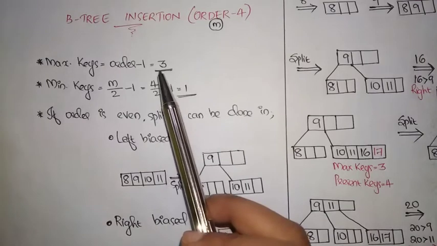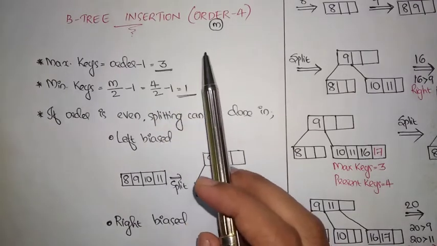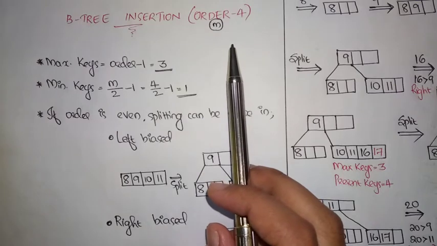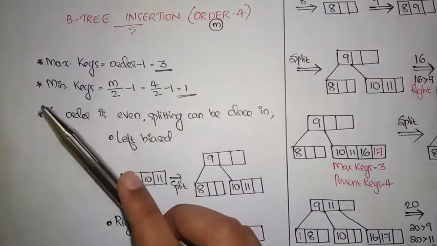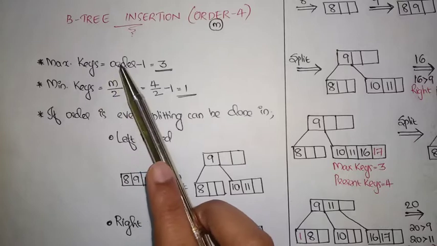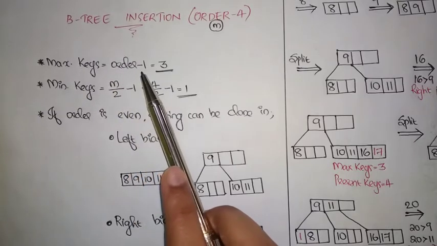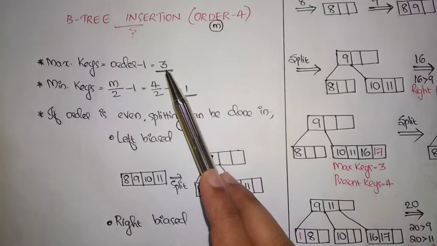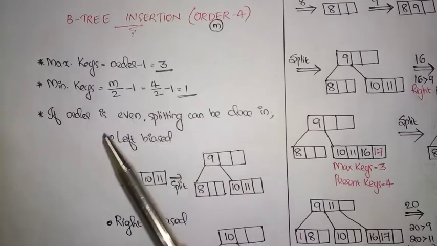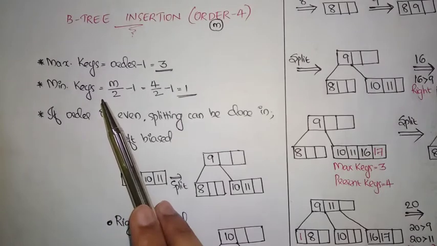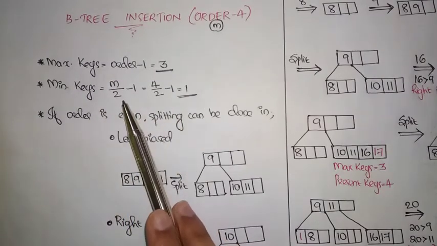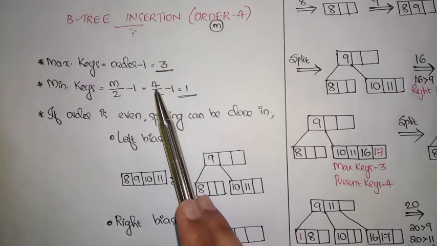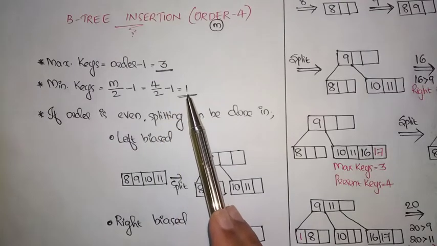In the case of this B-tree insertion, in which the order of the tree is 4, we know that the maximum number of keys possible for this particular tree is order minus 1. So here 4 minus 1, so 3. In a single node, maximum we can store 3 keys. So that is the meaning of maximum number of keys. And the minimum number of keys for a single node is 1. That is m by 2 minus 1, that is 4 by 2 minus 1, so we got it as 1.